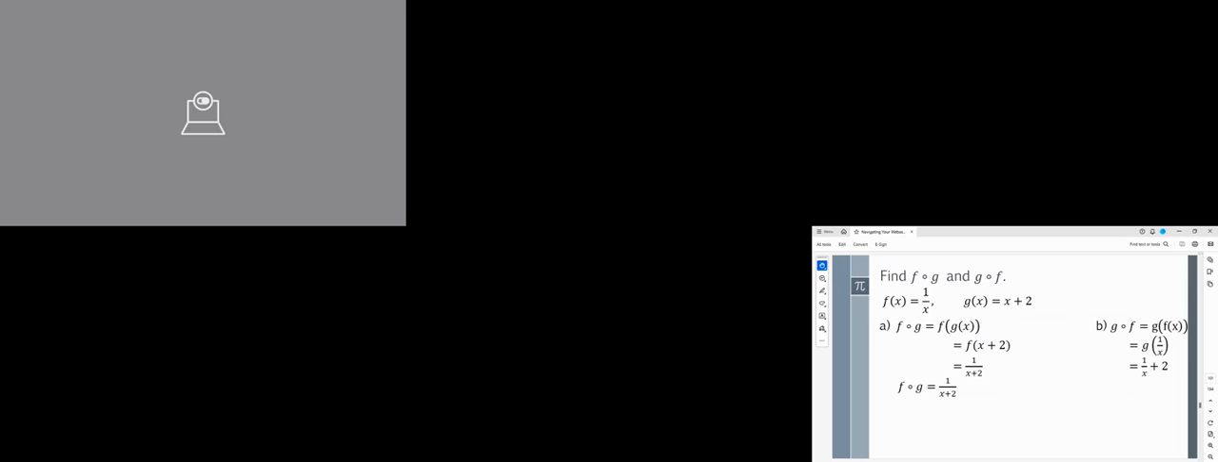Now let's find the domains. So the domain of f is everything except for 0, and the domain of g is negative infinity to positive infinity. So we look at letter A, we want to find the domain of our answer, which is the composition. Here we set the denominator equal to 0, so x is equal to -2. That means that your domain cannot include -2. So my domain is from -infinity to -2 union -2 to infinity.